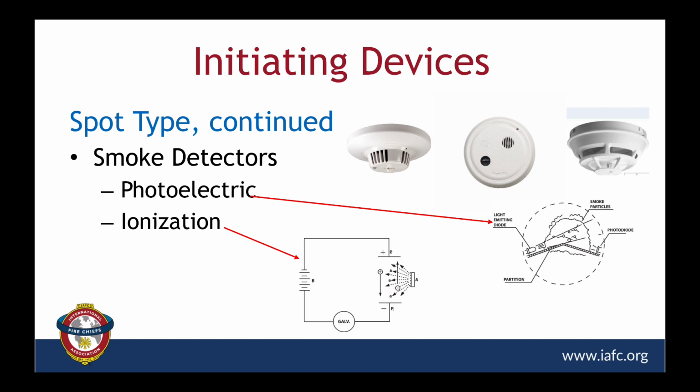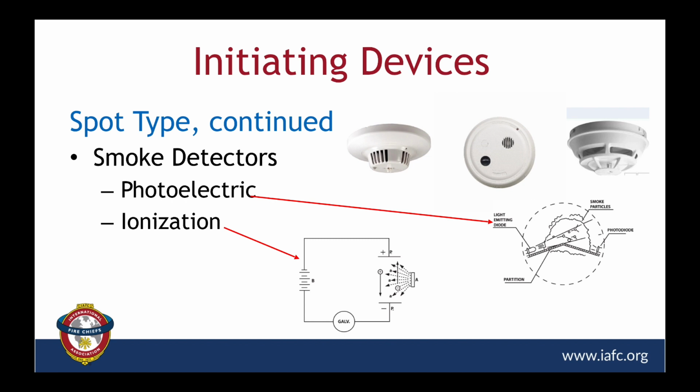When smoke enters the chamber, the ions stick to the smoke particles and there is a reduction in current flow. This reduction in current flow can be equated to a given amount of smoke. So the detector goes into alarm when the current falls below a predetermined level.